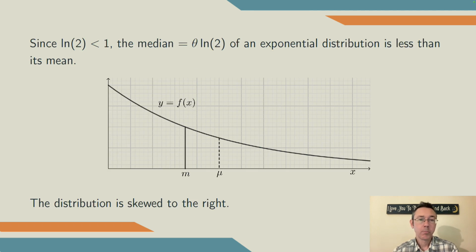Remember, the expected value of this distribution is just theta. Natural log of 2 is less than 1, so that means theta ln 2 is less than theta. So the median of an exponentially distributed random variable is less than the mean. And that makes sense since this distribution is skewed to the right.